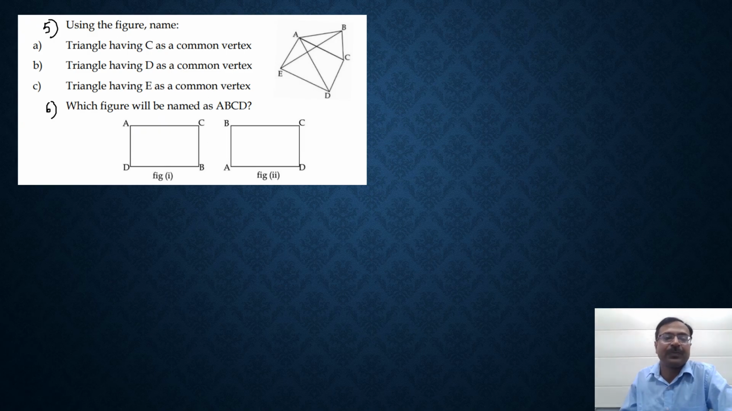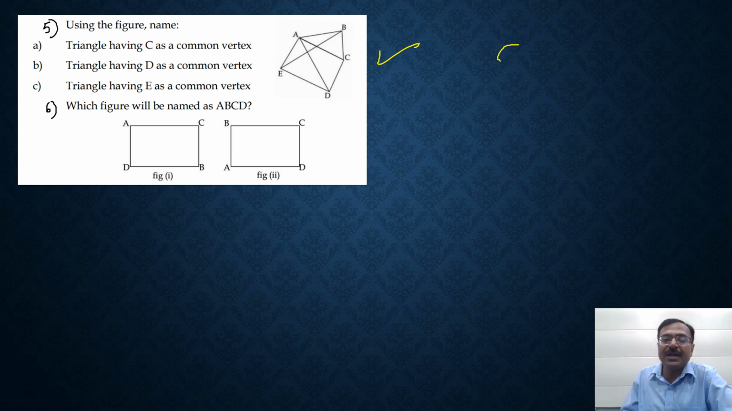Let's see this question. Using the figure, name. Now, this is a question based on the triangles. We have done lines, line segments, rays. Now we have done angles. Now we are doing triangles. So in this figure given here, we have to name a triangle having C as a common vertex.